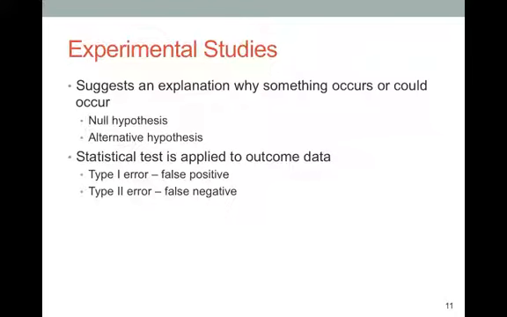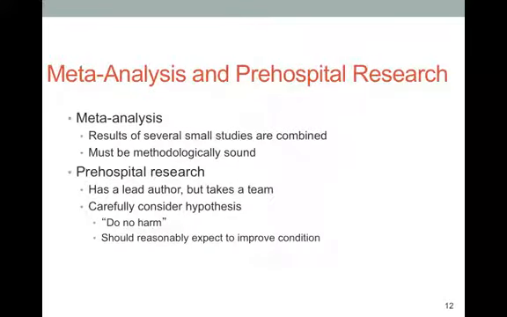Meta-analysis in pre-hospital research. In some cases it is difficult to obtain a large population of subjects for the study. So meta-analysis is used to correlate other smaller studies so that we can get some of the same results. Results of several similar small studies are combined and a statistical hypothesis test is applied. The original research, however, whenever you're looking at these other varying studies, must be methodically sound.